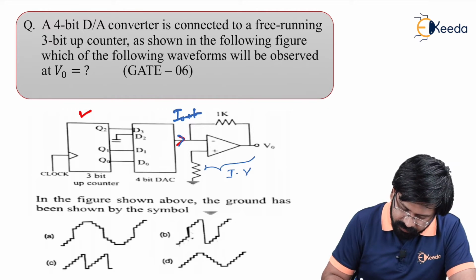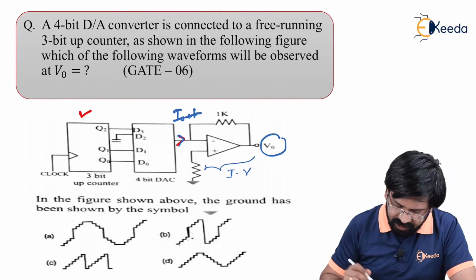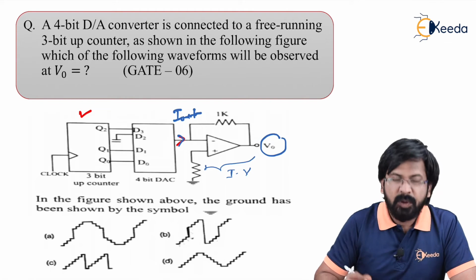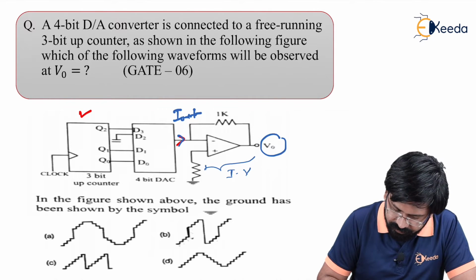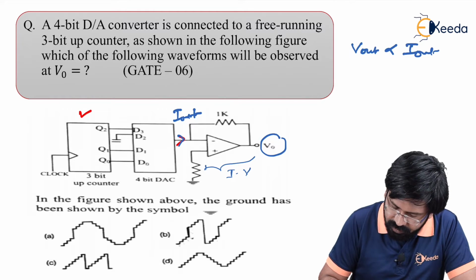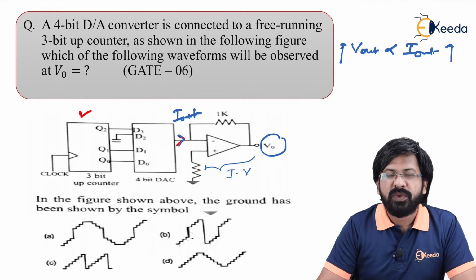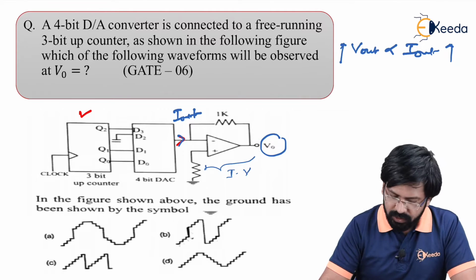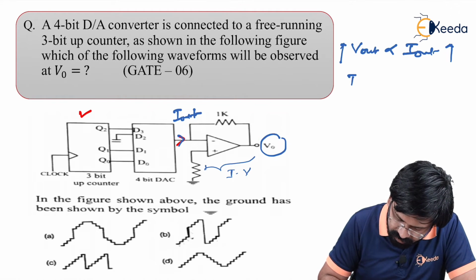Now we need to identify at V0 what type of waveform we are supposed to get out of options A, B, C and D. We should understand that V0 is directly proportional to I out. Here I can write V out is proportional to I out, meaning that if I out rises, V out will increase, because the input of the I to V converter is current and the output is voltage. So output is directly proportional to input. In that relation I am saying V out is directly proportional to I out.